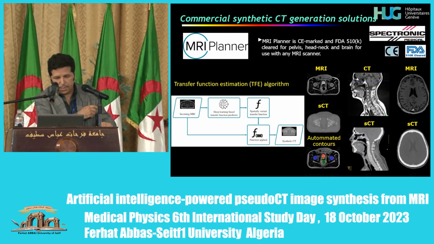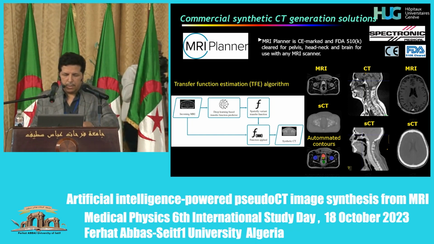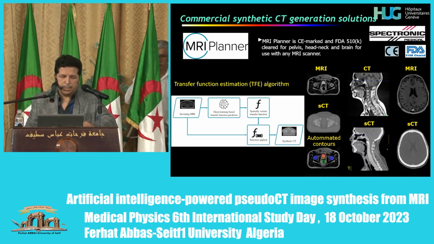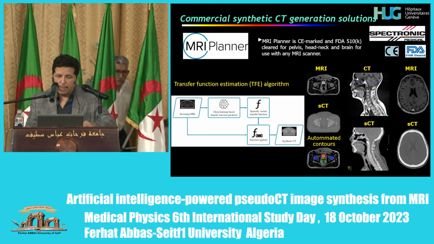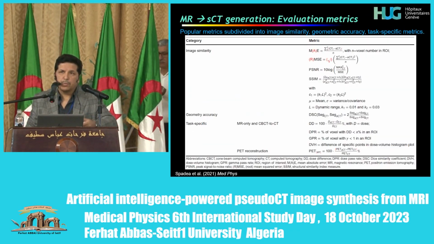I would like to keep it within 15 minutes. There are some commercial solutions. I'm not going to mention all of them, but we are involved in European projects with a company called Spectronic. They also use a deep learning model with a transfer function estimation algorithm, which does a really good job. You see some examples here. There are some debates in the literature about which is the best metric to assess these pseudo-CT generation techniques. Obviously some metrics are specific to the radiation oncology people, others to the nuclear medicine people. We're hoping to reach some agreement on this during the next few years.